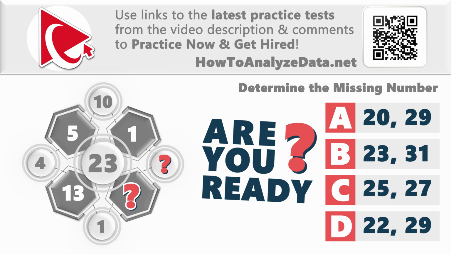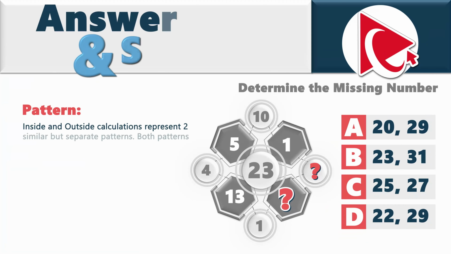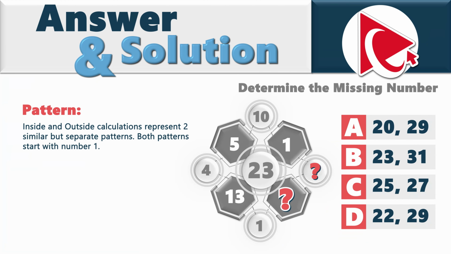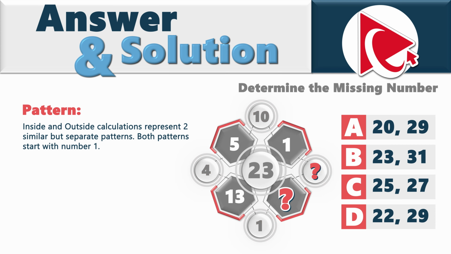Time's up. Are you ready to show your answer? In fact, the inside and outside numbers represent two similar but separate patterns. Both patterns start with number 1. The outside numbers pattern goes clockwise, and the numbers in the outside pattern are 1, 4, 10, and then the missing number. The other pattern for the inside numbers goes counterclockwise. The numbers in that pattern are 1, 5, 13, and then comes the missing number.